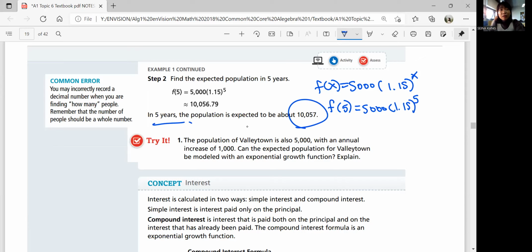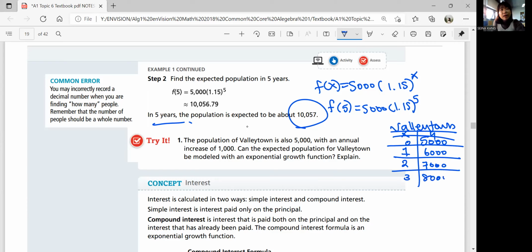The population of Valleytown is also 5,000, with an annual increase of 1,000. Can the expected population for Valleytown be modeled with an exponential growth function? Explain. So right now, the population is 5,000 for Valleytown. So right now is 0, right? And then after 1 year, it's going to increase 1,000. Then after another year, it's also going to increase by 1,000. So every year, it's going to increase by 1,000.